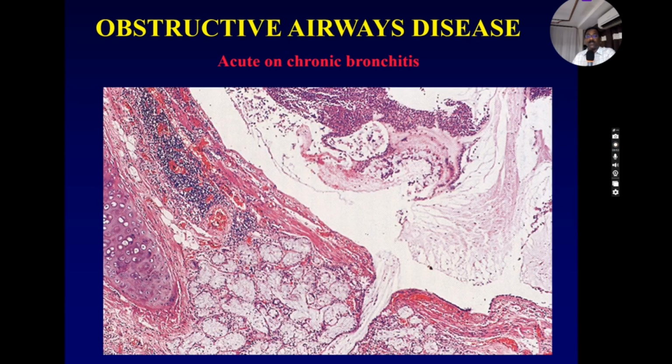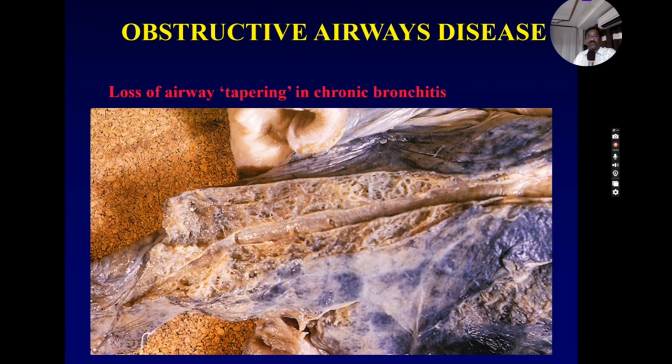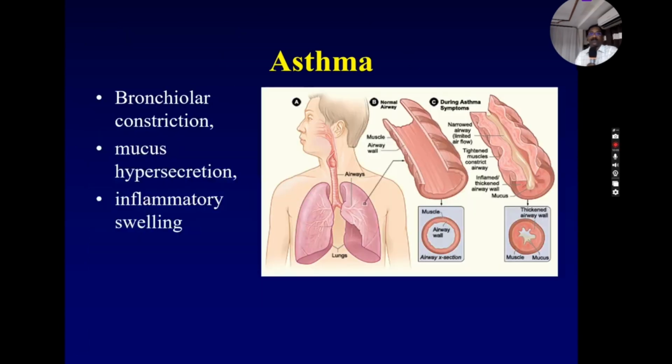So this is acute and chronic bronchitis. A lot of plugs and mucus, loss of cilia, and more inflammatory cells, macrophages, polymorphs. Here is the loss of airway tapering in chronic bronchitis. So in asthmatics, there will be bronchiolar constriction, mucus hypersecretion, and inflammatory swelling. So here if you see the vessel and bronchi, diffuse changes will be there, and there will be narrowing.